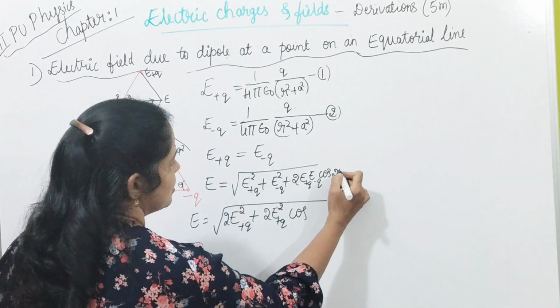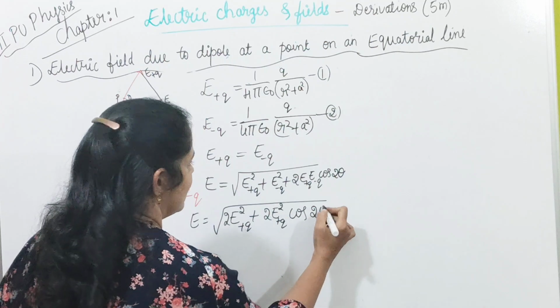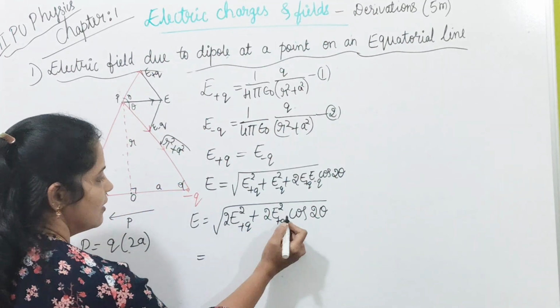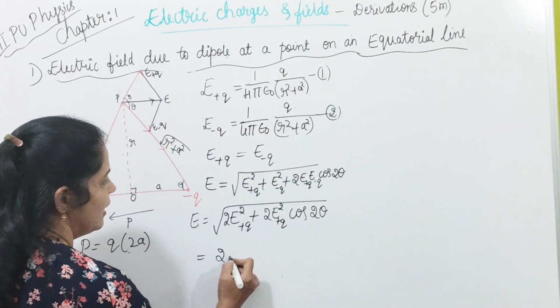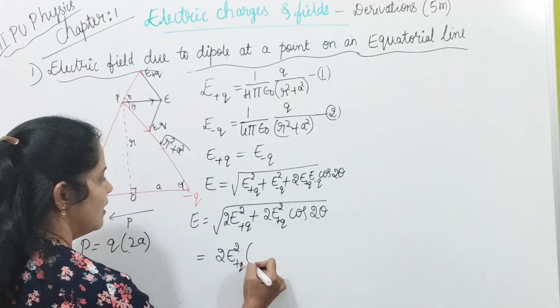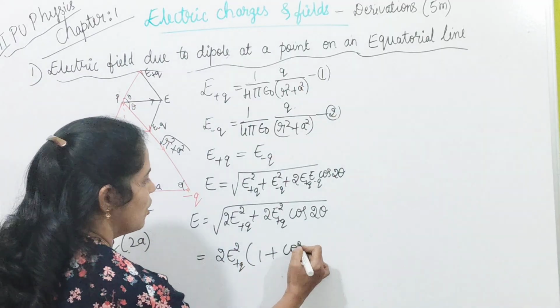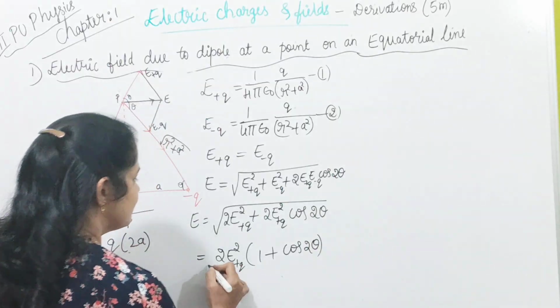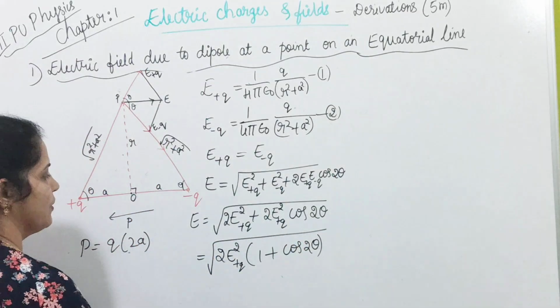It is cos 2 theta. So cos 2 theta. Now in these two terms, 2E plus Q is common, right? So now let me write 1 plus cos 2 theta. It is inside the square root.